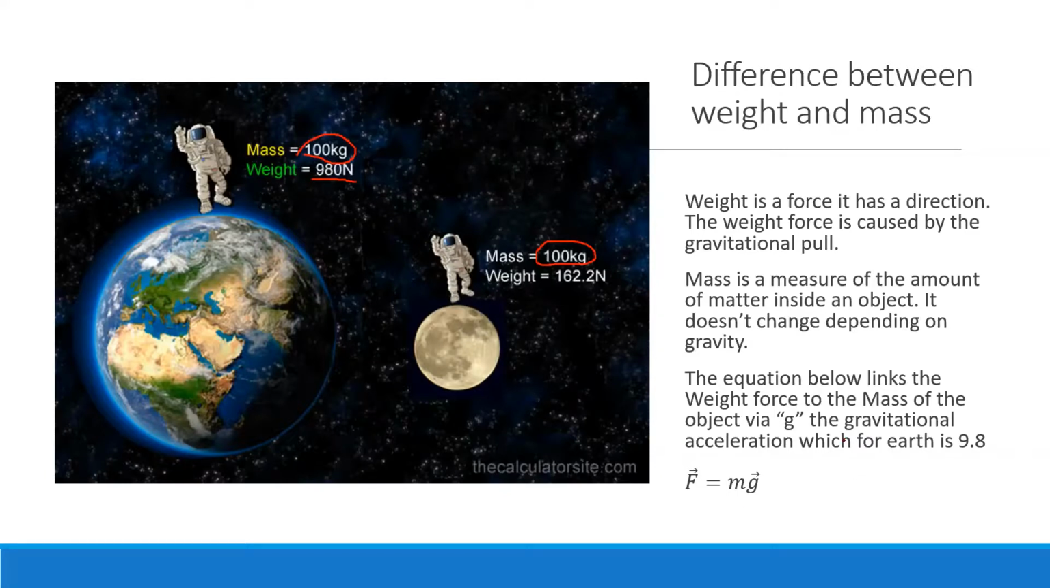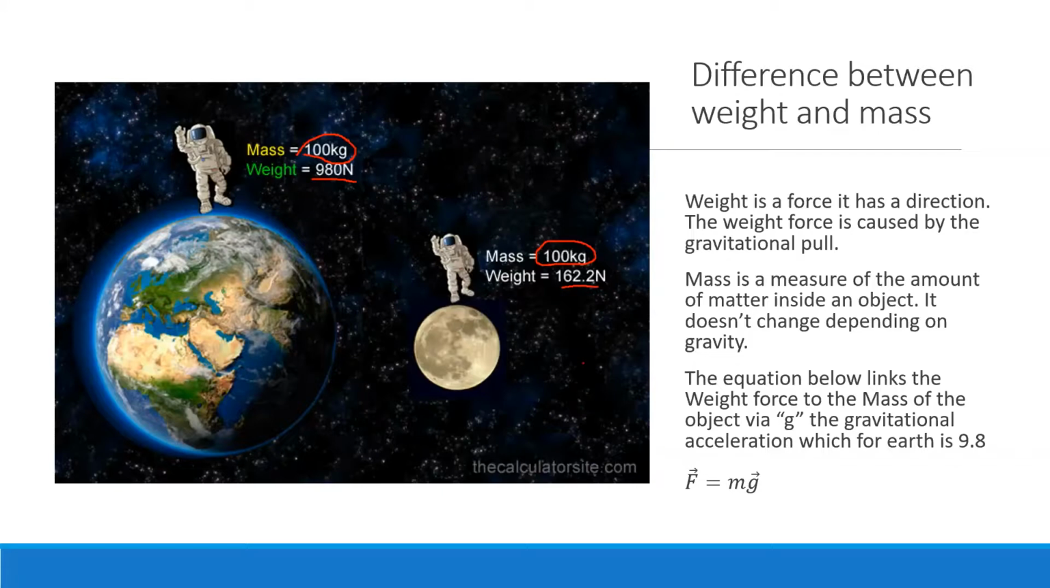But your weight does change because the gravity on the moon is a lot less than the gravity on the Earth, because the moon has a lot lower mass. So your weight is a lot less. You feel a lot less heavy, and that's why you can jump so high on the moon.